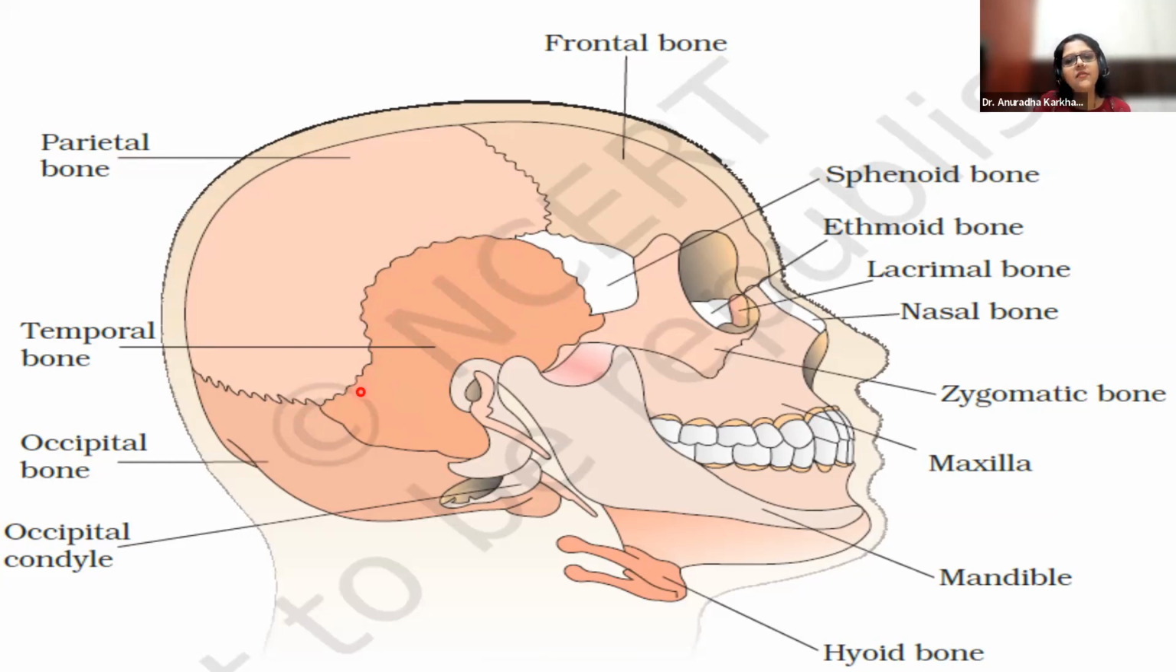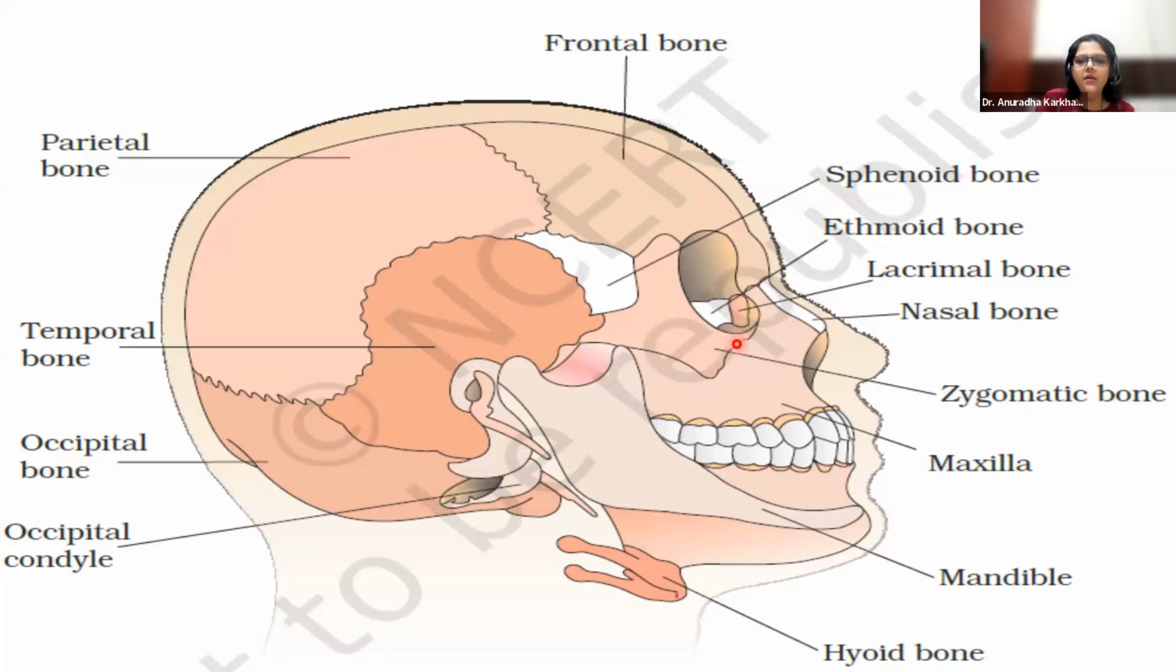Understood this now? Look at the positions, beta. Frontal bone, parietal bone, temporal bone, occipital bone, occipital condyle on which the vertebrae are going to rest, of course. Sphenoid bone, inside which the pituitary gland is present. Ethmoid bone, in front of the sphenoid, behind the nasal. Here you can see the lacrimal bone, which is going to have lacrimal glands, the tear glands. This is the nasal bone.